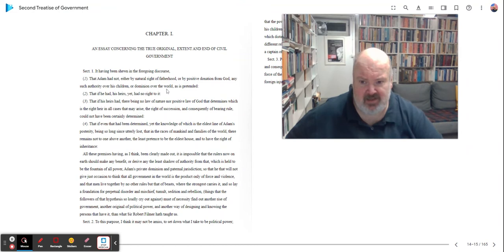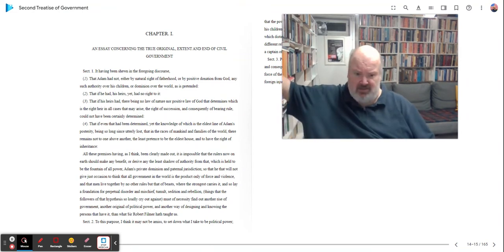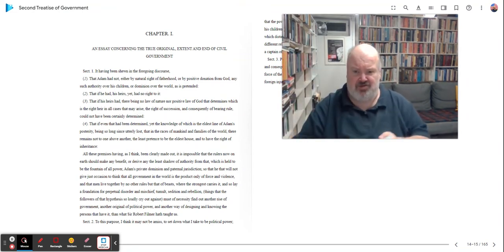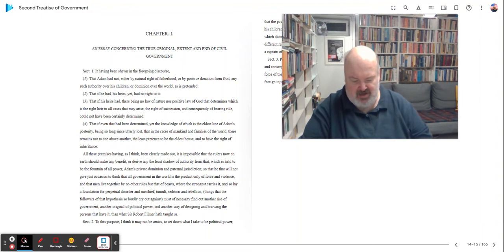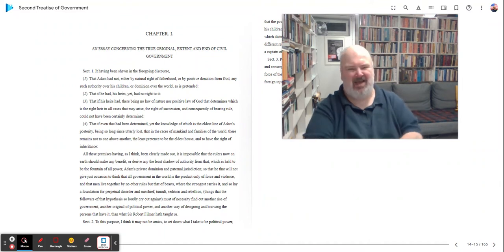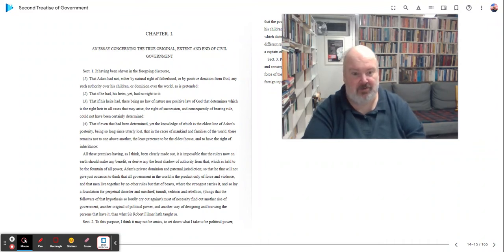Chapter one is literally the essay concerning the true original, extent and end of civil government. It's the summary of the first treatise. In fact, some editions don't have it. Different editions of the text originally, and there were many editions of Locke, dozens of different varieties of Locke.